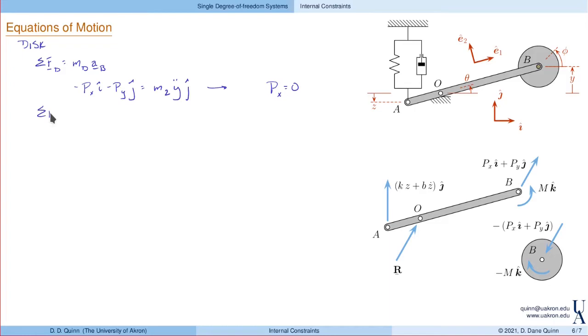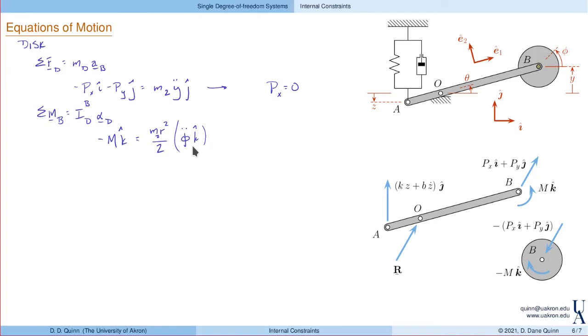Now let's look at angular momentum balance. We'll take the sum of the moments about B, which is the moment of inertia of the disk about point B times the angular acceleration of the disk. Well, the only moment that acts about B is due to the reaction moment, so that's minus m in the k direction. For the disk, its moment of inertia is mr squared over 2 times the angular acceleration, which is phi double dot, in the k direction.